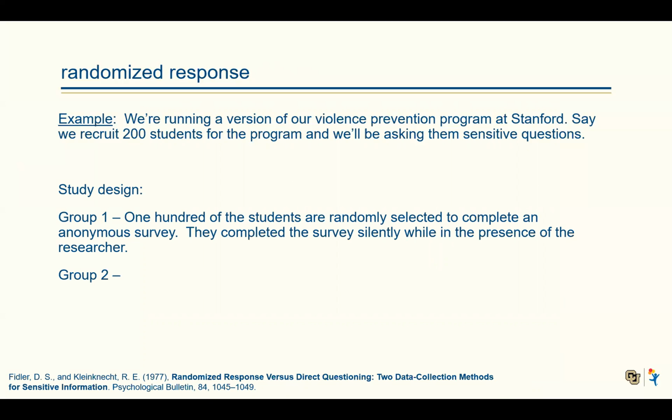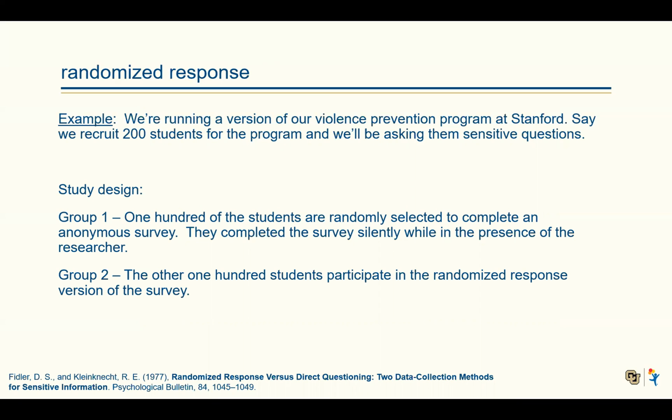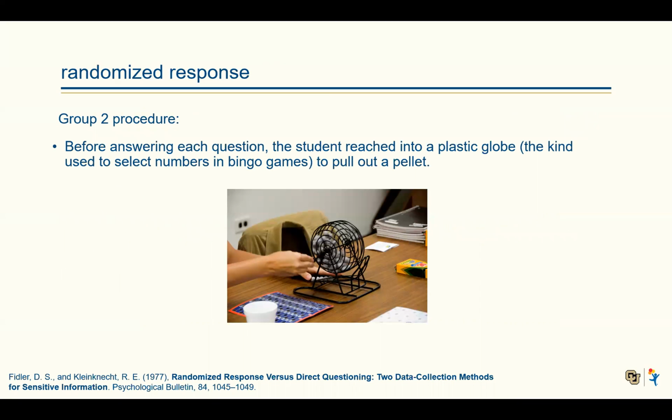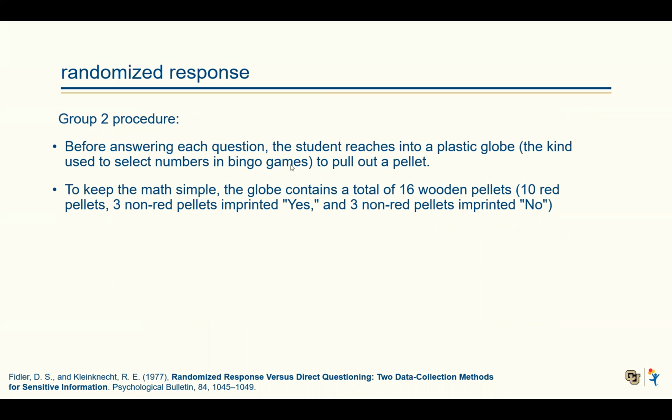We take 200 students at Stanford and randomize them into two groups. In group one, 100 of them are asked to answer a very challenging, socially stigmatized question truthfully. The other group does the randomized response, and group two is more interesting. We have something like one of those bingo ball roller things with little pellets. There are 16 pellets in this example: 10 of them are red, 3 of them say yes, and 3 of them say no.